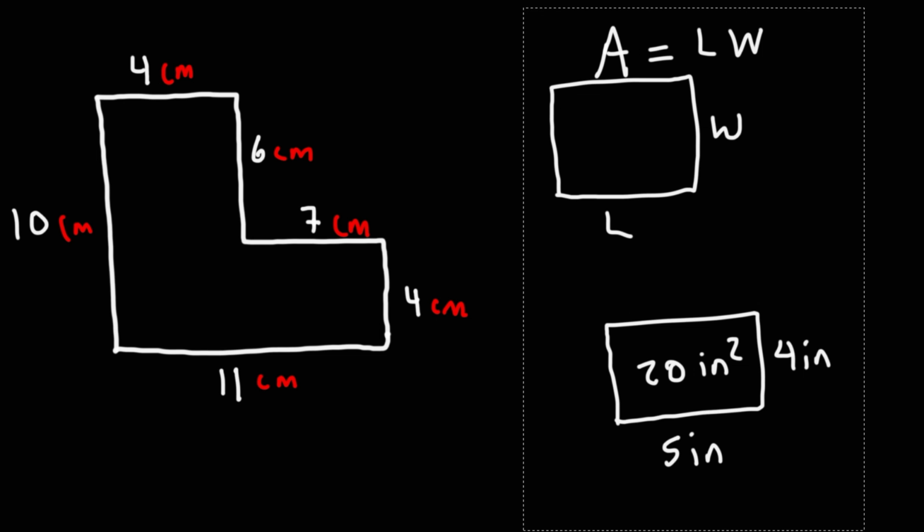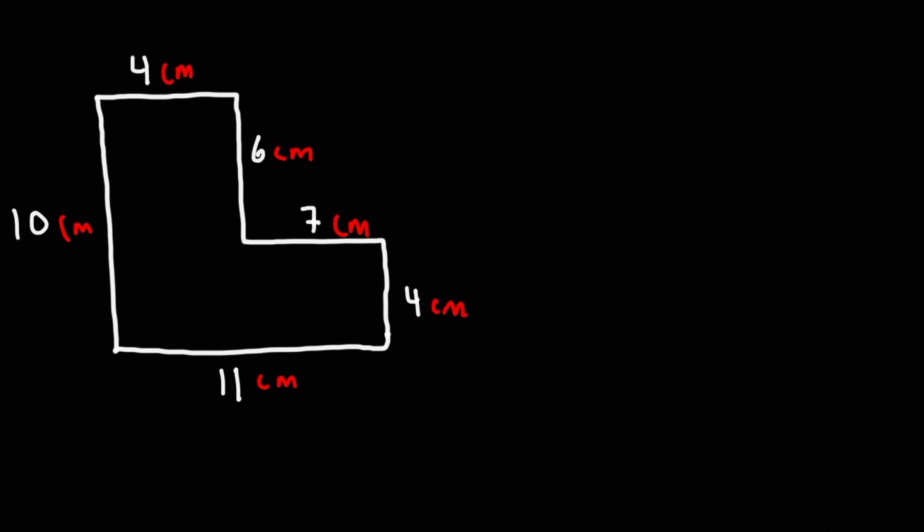But now let's apply that to the composite figure that we have on the screen. Now what we want to do is break apart this figure into smaller rectangles. And one way in which we could do that is we can draw a line. So I'm going to draw a line here and separate it into two parts. So we'll call this rectangle 1 and this one rectangle 2.